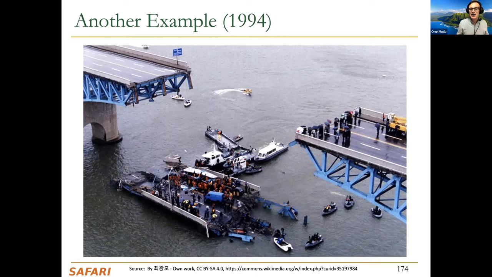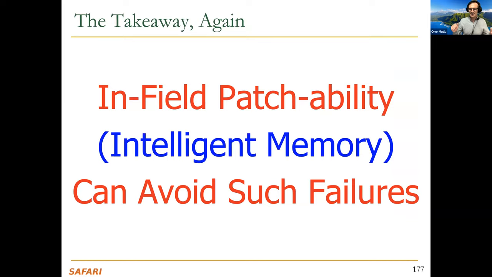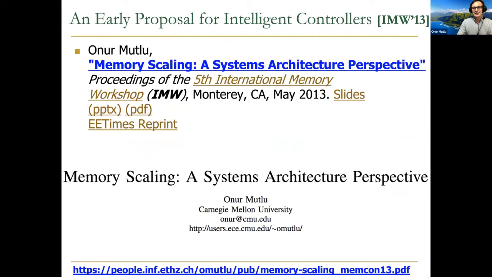I think you can see these are more recent examples. This is Genoa in 2018. I think we have an advantage in computing. Computing is softer than bridges, let's say. We can patch things better. We can make things more programmable. So if you have a memory controller that is patchable, reconfigurable, programmable in the field, you can more easily avoid such failures that you cannot avoid easily on bridges. And that's what we argue for basically, intelligent controllers.